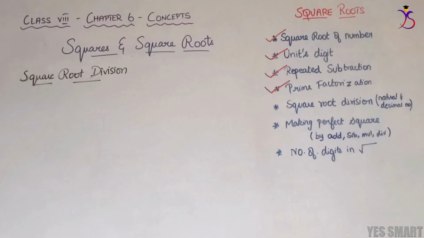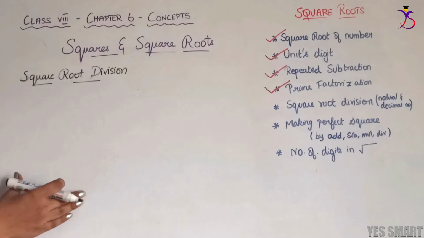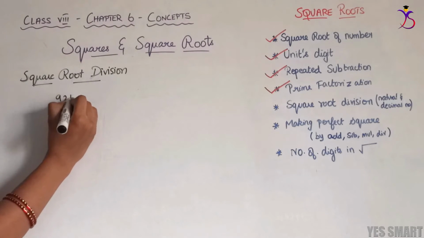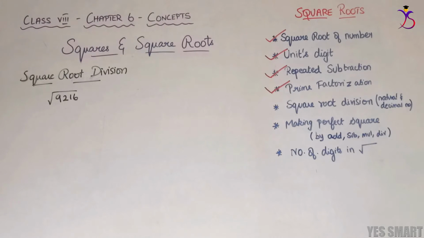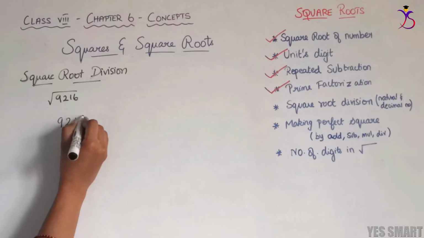Now let's look into the other method, square root division. This method is used to calculate the square root when we need to find the square root of a larger number. Since prime factorization for a larger number will take more time, the square root division method is preferred. Now let's look into the square root division. Square root of 9216. So we will take 9216.